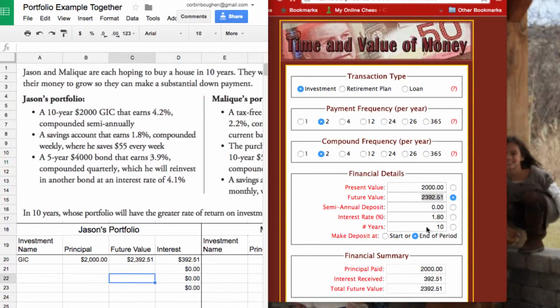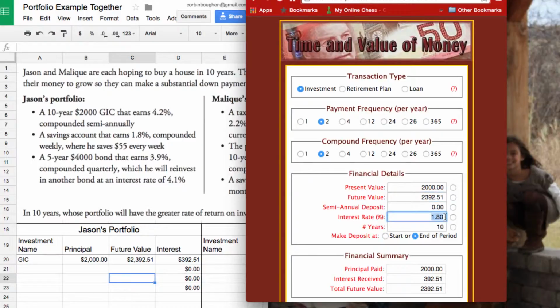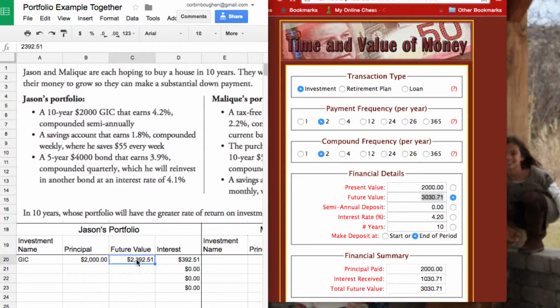Oh, I got that interest rate wrong. Oops. I just read it wrong. 4.2. Let's try this again. 4.2. Get rid of this. So we got a present value of $2,000, 10 years, 4.2. Future value, there, that looks better. $3,000 bucks. All right, let's paste that into here. Sweet. Okay, next one. Savings account that earns 1.8 compounded weekly.